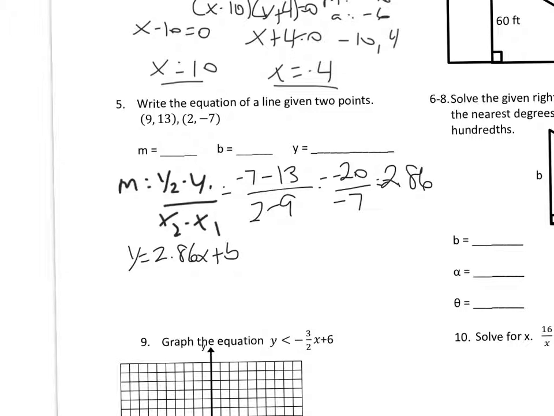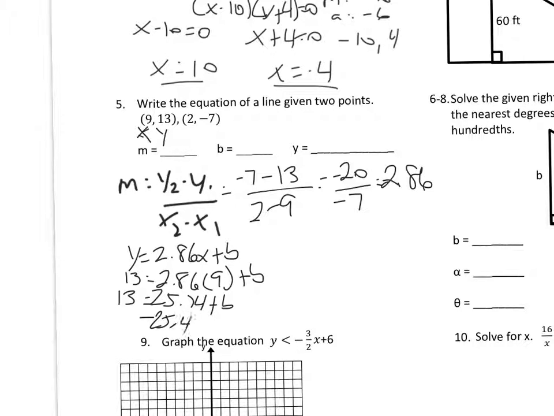So y equals 2.86x plus b. And now pick one of your coordinates. Let's use this one right here, 9, 13. So 13 goes in for y, 2.86 is my slope, 9 is my x, plus b. Let's solve. 2.86 times 9 gives me 13 equals 25.74 plus b, and then subtract that from both sides, because I want to get b by itself. So b equals negative 12.74. And now we have all the things we need.